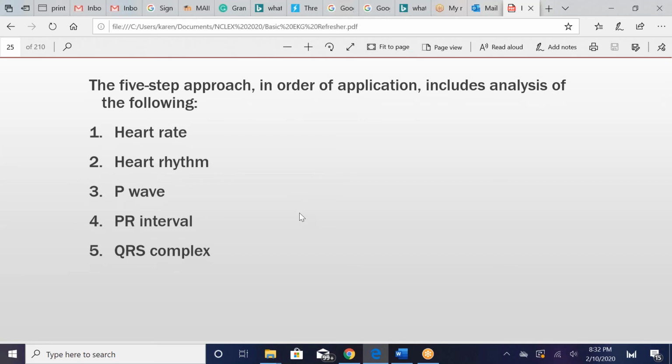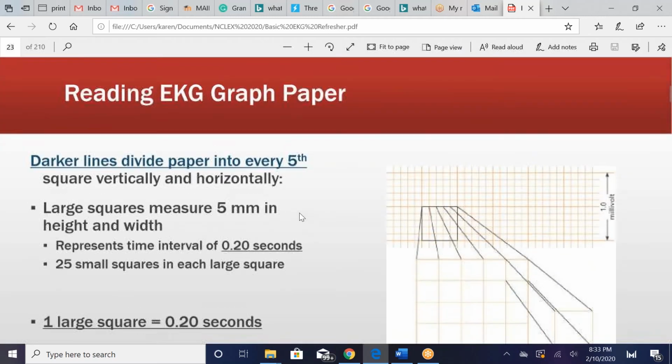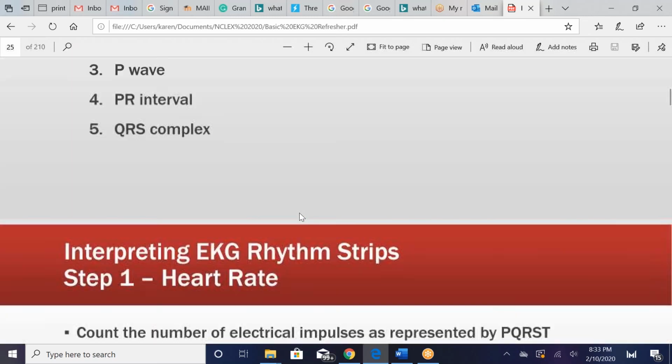So there is a 5-step approach to analyze an EKG rhythm strip. You're going to look at the rate first, then the rhythm, then the P wave, then the PR interval, then the QRS. So look at an EKG strip systematically. First, what is the rate? Second, what is the rhythm? Third, P wave. Is there a P wave? Fourth, PR interval. And then fifth, QRS complex.